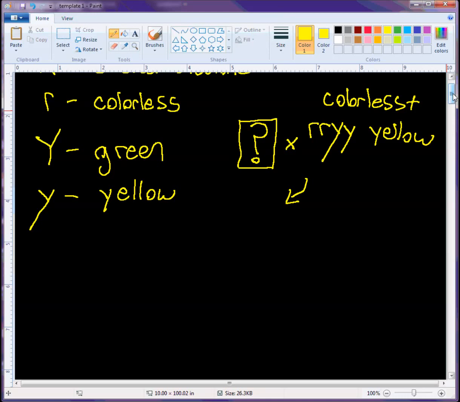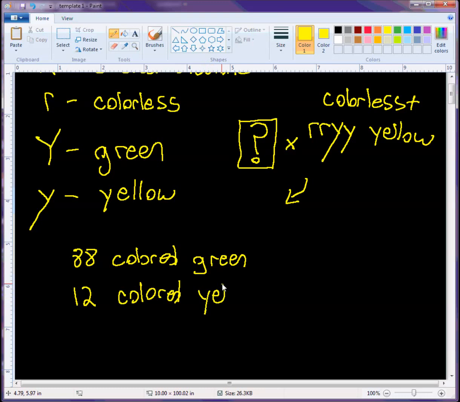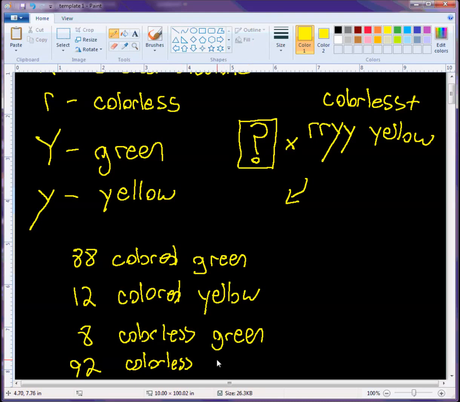There are 200 progeny, 88 of them, let's see, so 88 of the progeny from that cross were colored in green, 12 were colored in yellow, 8 are colorless and green, 92 are colorless and yellow.